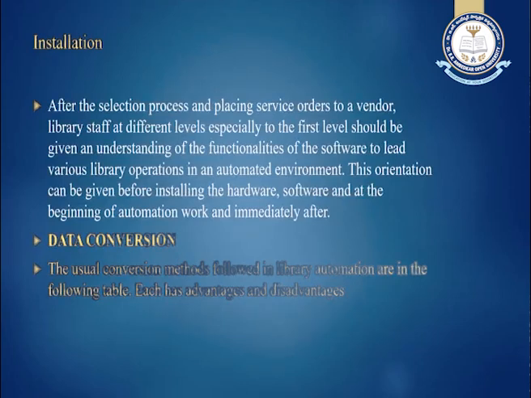After the selection process and placing the order with the vendor, library staff at different levels, especially the supervisory level or heads of the section, should understand all the functionalities of the software to lead the sections, to explain to the other staff members and train them in the process. This orientation can be given before installation of hardware or software, at the beginning or immediately after.